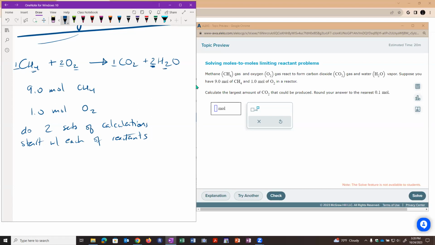Okay, and this is typically how your limiting reactants problems are going to work. You're going to start with each of the reactants and go through the stoichiometry to determine how much of the product we're going to get, right? And what we're trying to relate here is the amount of the CO2 that could be produced. So that's what we're trying to relate with each of the reactants. So let's take a look. We'll start with the CH4 first.